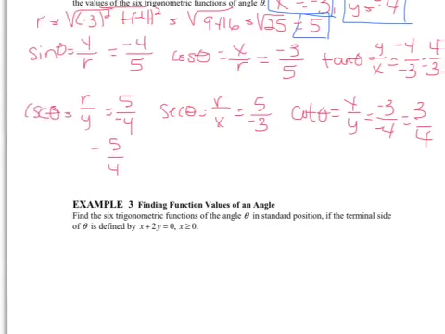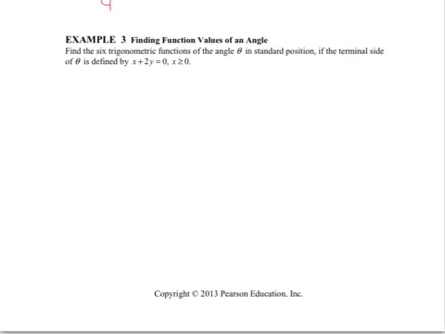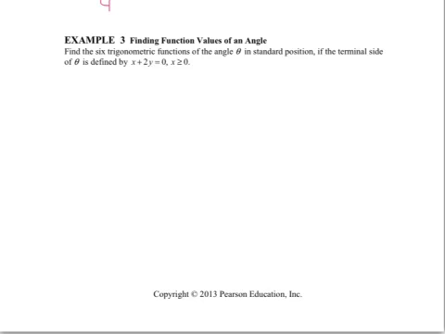Okay, if we scroll down to our next example, it says find the 6 trigonometric functions of the angle theta in standard position if the terminal side of theta is defined by x plus 2y equals 0, where x has to be greater than or equal to 0. So if that's the case, then we can use any point except 0, 0.